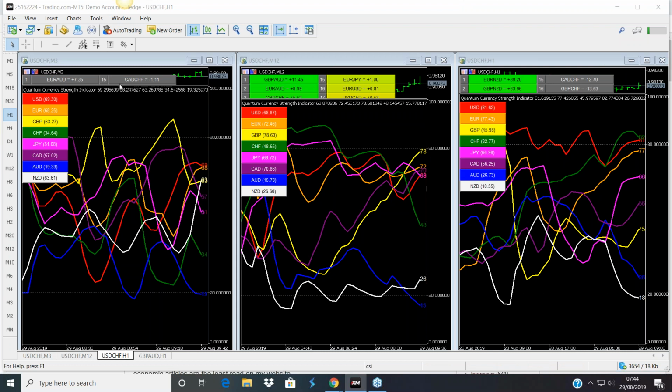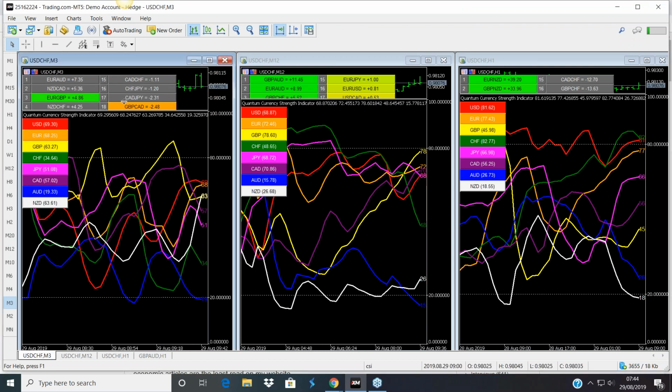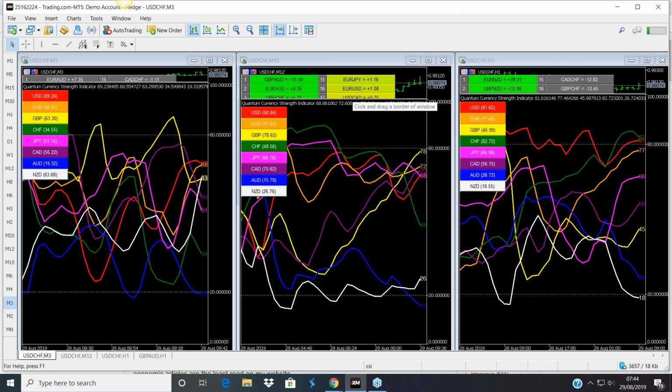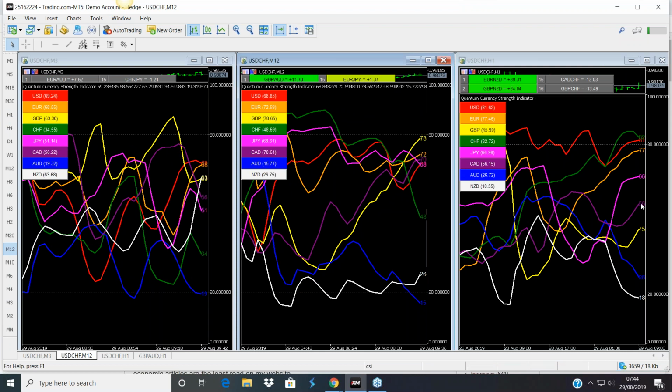Just scanning across on the CSIs. I've got 3 minutes, 12 minute, and the 1 hour, and I'm going to pass back to Anna, and we will get going. And as many of you know about myself, the first place I look for any opportunity, I'm always looking at the extremes. What is overbought, what's oversold? And just running my eye across there, you can see the New Zealand dollar very heavily oversold, the white line.